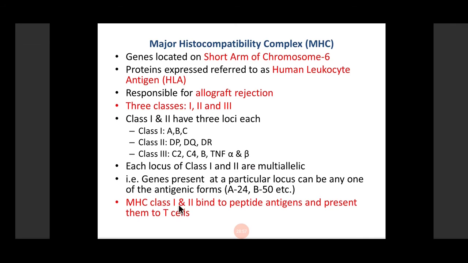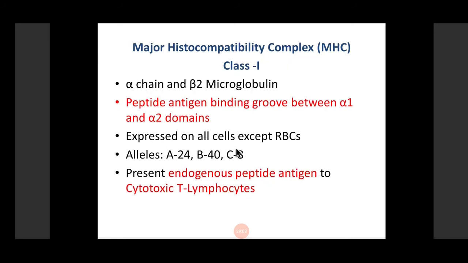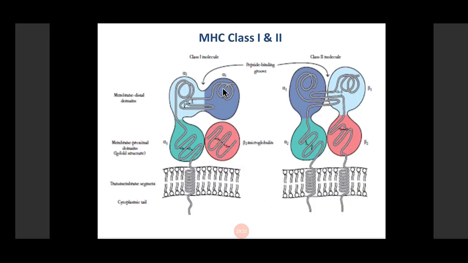As I said earlier, class 1 and class 2 bind to peptide antigens and present them to the T cell. Class 1 presents to cytotoxic T cells, whereas class 2 presents to helper T cells. Let's see the structure of class 1 and class 2 now. The class 1 MHC molecule has 2 chains: an alpha chain, and something called beta 2 microglobulin. I'll show you the structure here. This is an MHC molecule structure. This is an alpha chain, and this is a beta 2 microglobulin. The alpha chain is further divided into 3 domains: alpha 1, alpha 2, alpha 3.